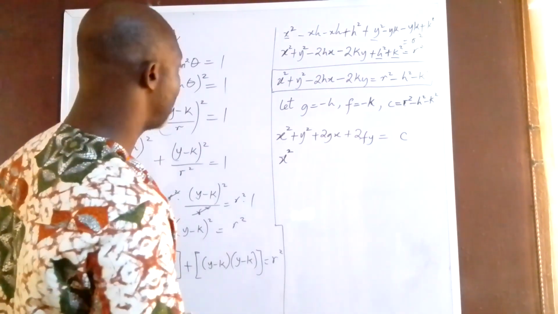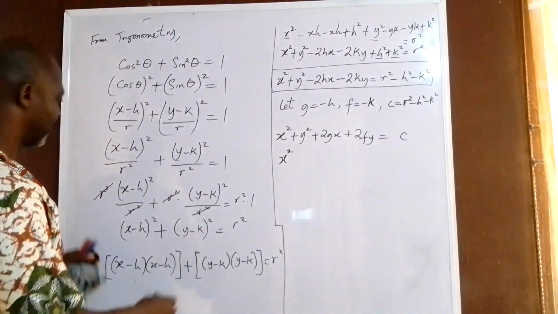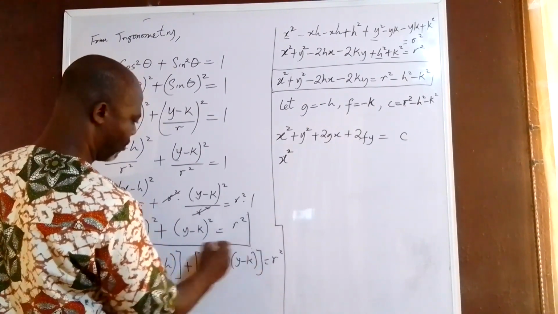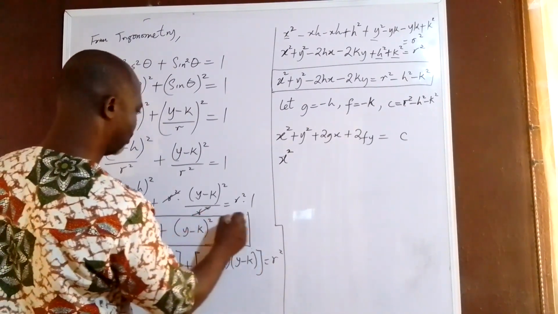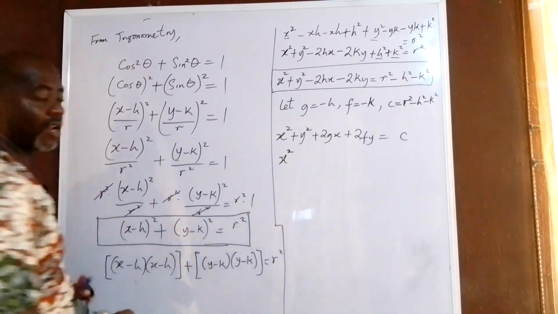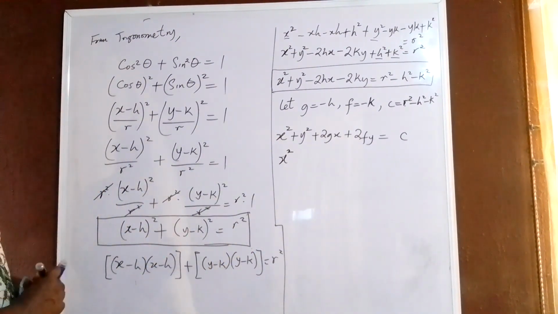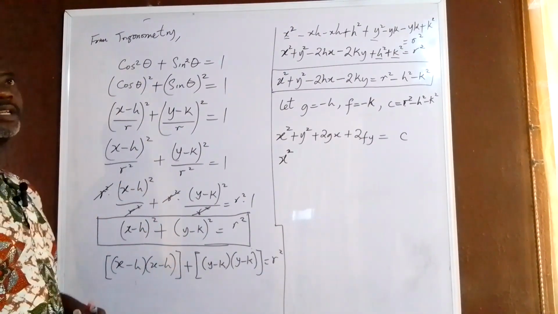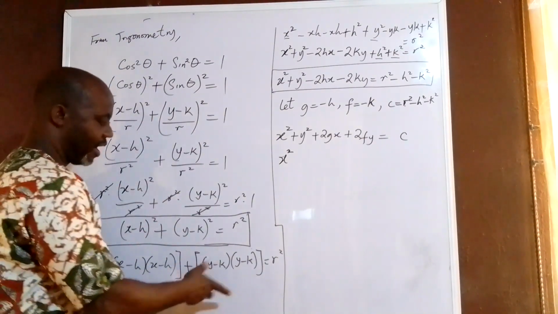Okay, so I think there's a mix up there. This is actually the standard form. This is the standard form of the equation of a circle. So I missed that out. And then what I'm now doing is to derive the general form.